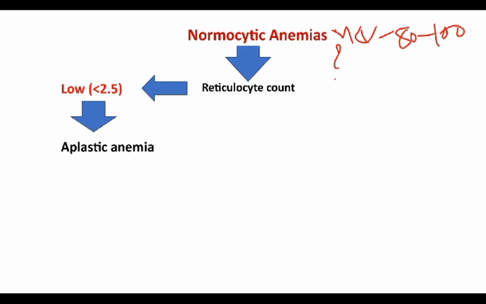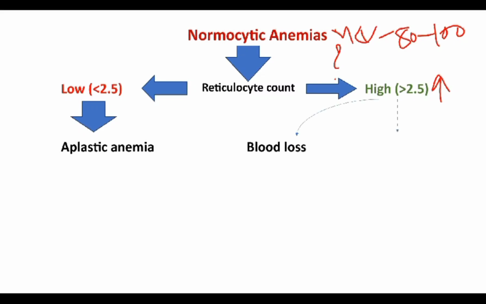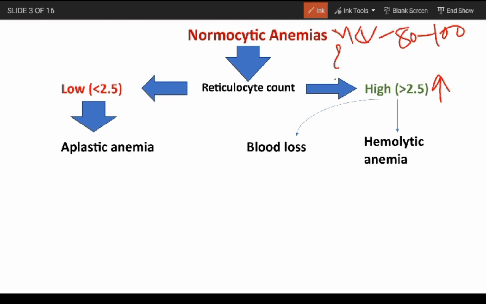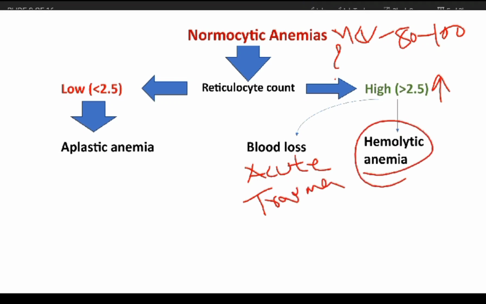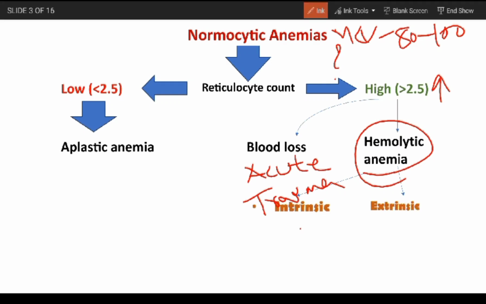If reticulocyte count is high, greater than 2.5, it means production of a high number of RBC, in cases like blood loss and hemolytic anemia. Blood loss is acute, in most cases of trauma, accidents, whereas hemolytic is caused in two ways, intrinsic and extrinsic. Intrinsic means the defect is within the RBC itself, and extrinsic means RBC is destroyed by external factors like infection, or immune mediated causes. I already explained this in detail in previous videos. Go and check. The links are provided in the description.